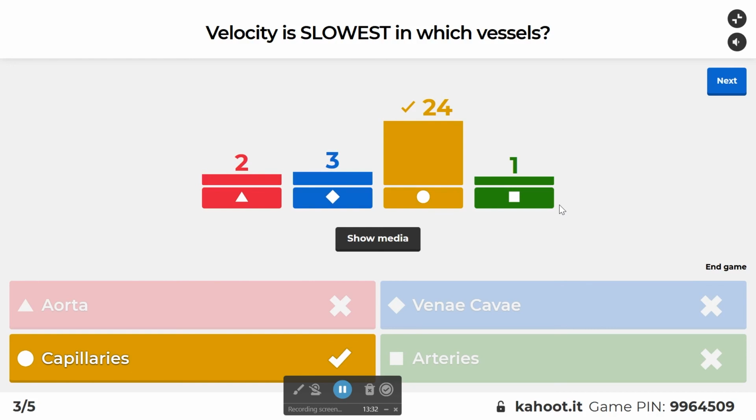But don't think that that means they have the lowest pressure. Okay, they don't. The lowest pressure in the body is at the end of the venous system, okay, at the right atrium, like we'll talk more about today.